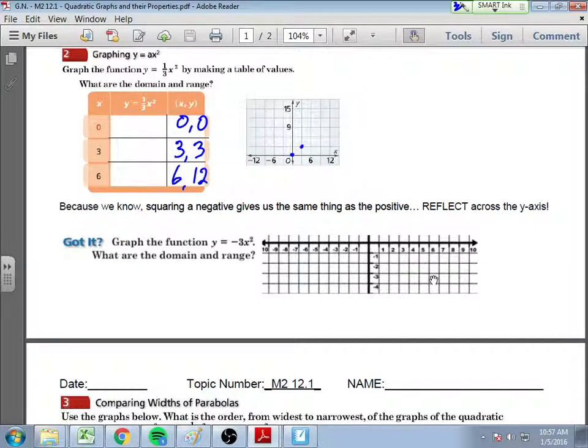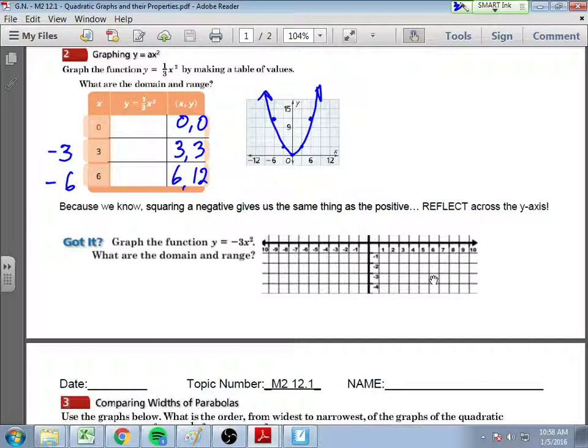And 6, 12. And because we know that squaring a negative value is the same as squaring the positive value, this 3 is the same as if it was negative 3. This 6 is the same as if it was negative 6. So we can just reflect those points across the line of symmetry, which here is the y-axis. And then I connect them and make my parabolic shape.